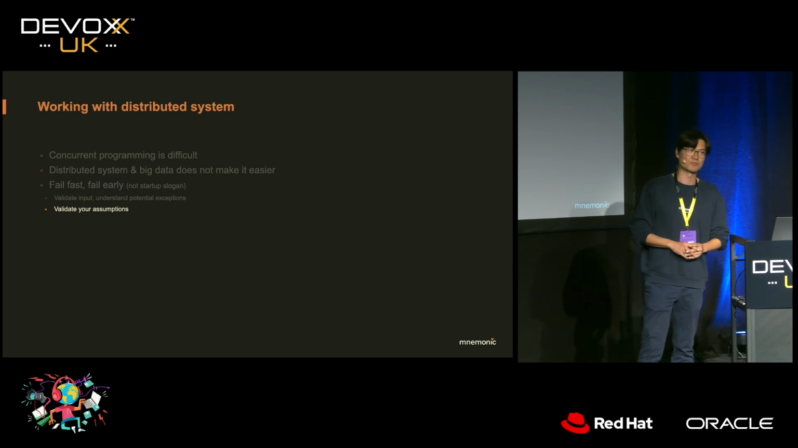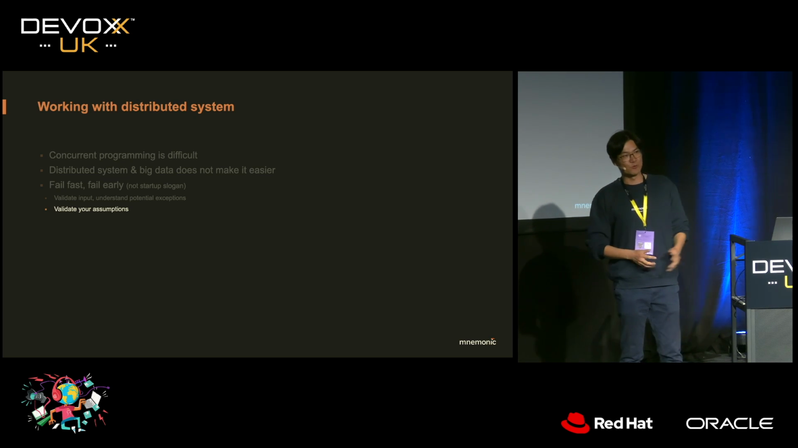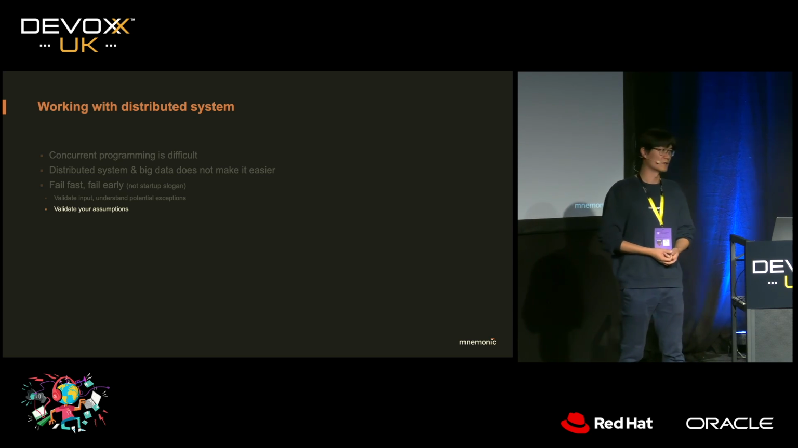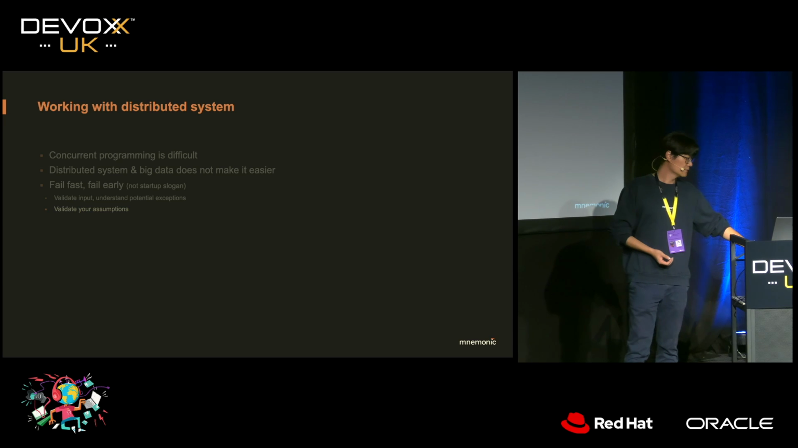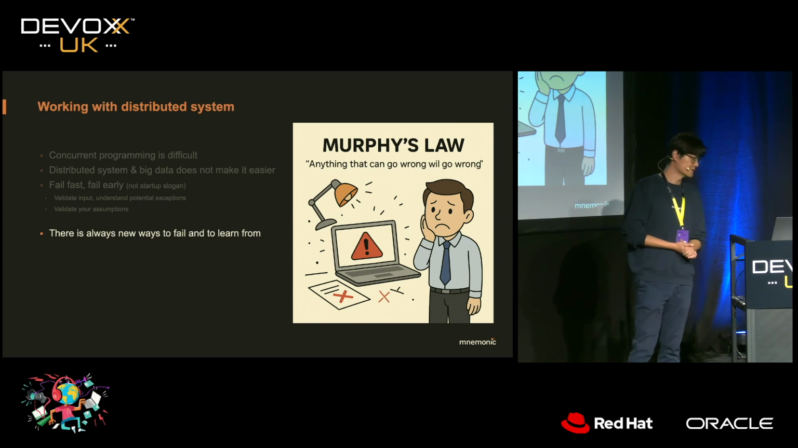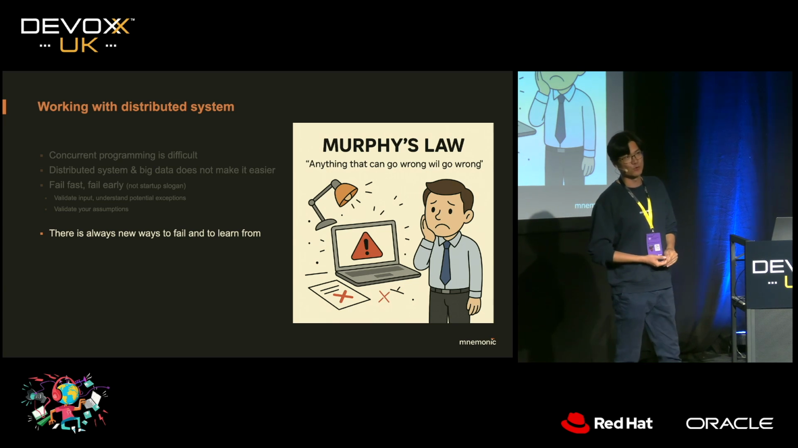And validate assumptions. This one we learned through experience, or through pain. When developing, there are a lot of assumptions involved. And we always found, I think best explained by Murphy's Law, anything that can go wrong will go wrong. And we certainly learned that the hard way. And unfortunately, there's always a new way that we can fail.